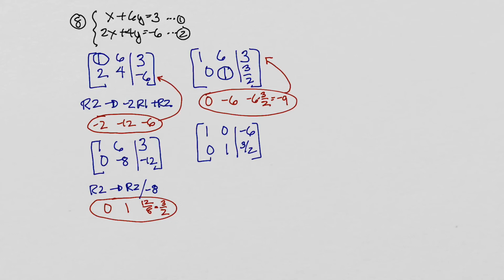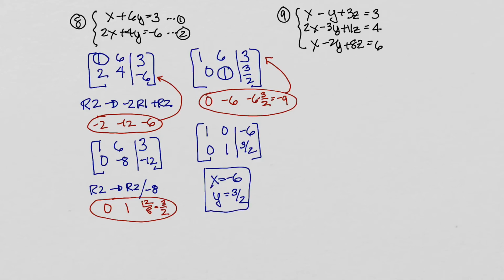So it looks like our solution is, right, from the first row we'll get 1x is negative 6, so we'll get x is negative 6. And from the second row, we're going to get 1y is 3 halves. So y is equal to 3 halves.